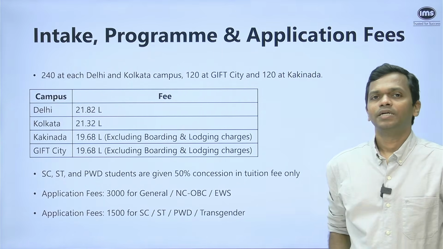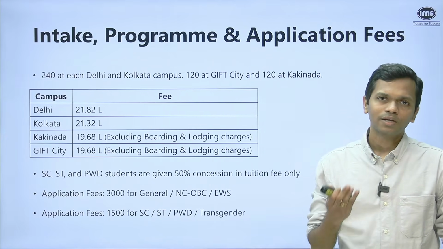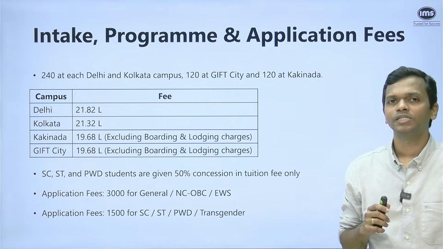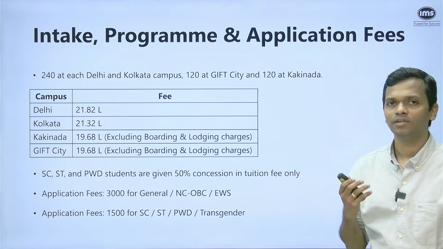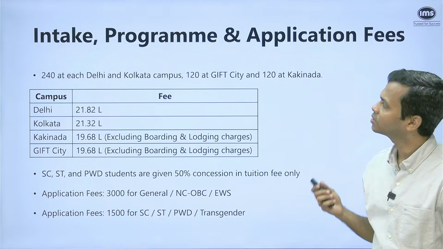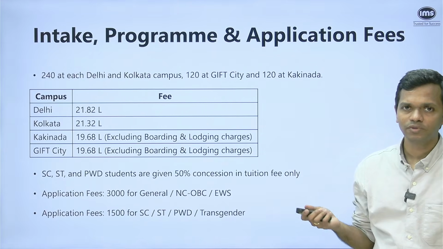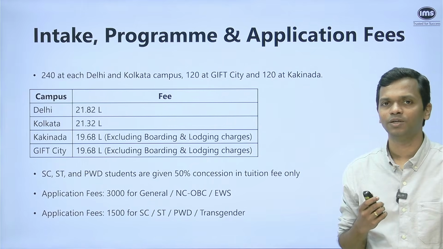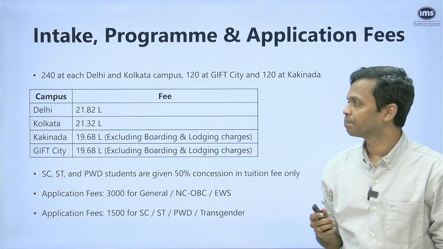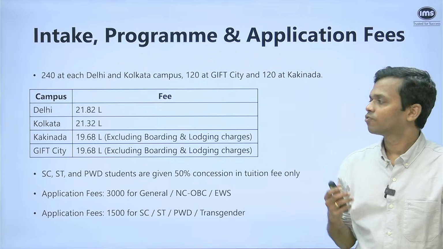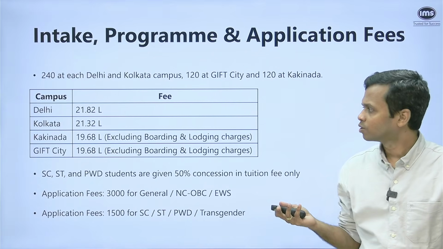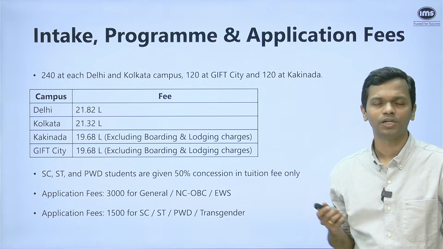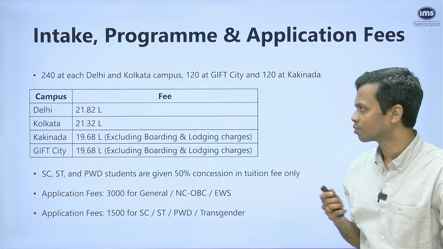Now let's talk about the intake and the program fees and the application fees for the international business program. Now if you look at the number of seats, you're going to have 240 seats at Delhi as well as Kolkata, and then 120 at the Gift City campus and 120 at Kakinada, right? So these are the total seats that you have for the IB program. Now, if you look at the fee structure, for Delhi, it is 21.82. For Kolkata, it is 21.32. You have some security deposit as well, which is additional that I have not mentioned.